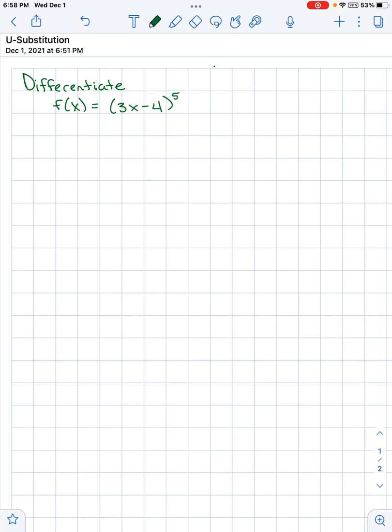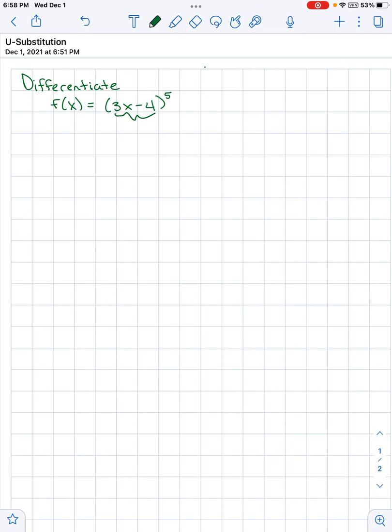What I'm going to do is find the derivative in a slightly different way than what we've done before, because I want to set you up for this U-substitution method of working backward from the chain rule. So the first thing I'm going to do is think about this inner function, which I'm going to call U. So U, the inner function, is 3x minus 4. And I know that in order to find the derivative, I need to multiply by the derivative of the inner function. So the derivative of 3x minus 4 is 3.